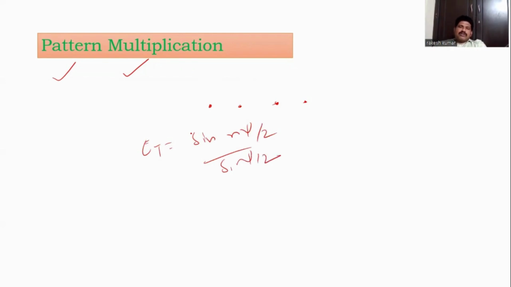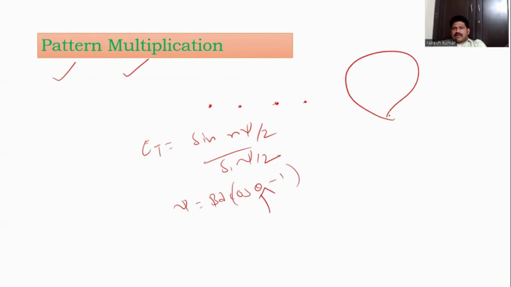How will you draw the radiation pattern? You take ψ = βd cos θ minus 1. You will vary the value of θ and draw the radiation pattern. But by substituting different values, it will take so much time. Instead of this, we are going for a simple technique called pattern multiplication.